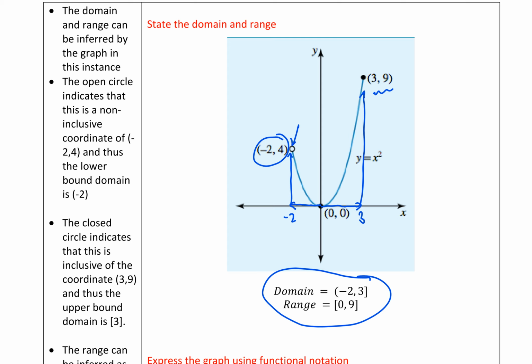The open dot means that we don't include -2. That's what that open bracket means. The closed dot means that we do include the 3. Now the range is referring to the Y values. So my range of 0 to 9, although I've got an endpoint to 4, 4 is not the lowest point on the graph. The lowest point relevant to the y-axis here is going to be 0. And the highest point is 9. And I know that we've got a closed dot here, so this is both inclusive of 0 and inclusive of 9.